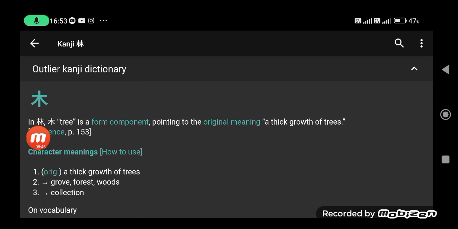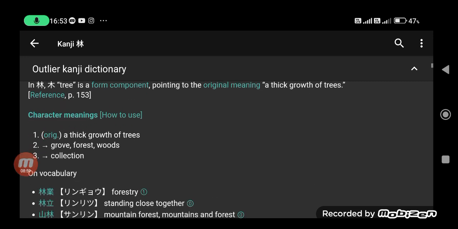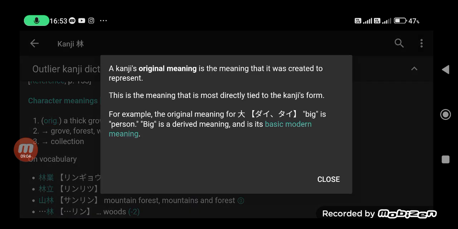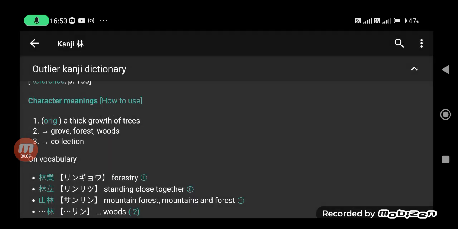So in this subject kanji, rin, the ki radical, tree, is a form component. It points to the original meaning, a thick growth of trees. That's the meaning closest to the ancient meaning in China. Original meaning, a thick growth of trees. Primary meaning: grove, forest, woods. Also, in some contexts, it could mean collection.